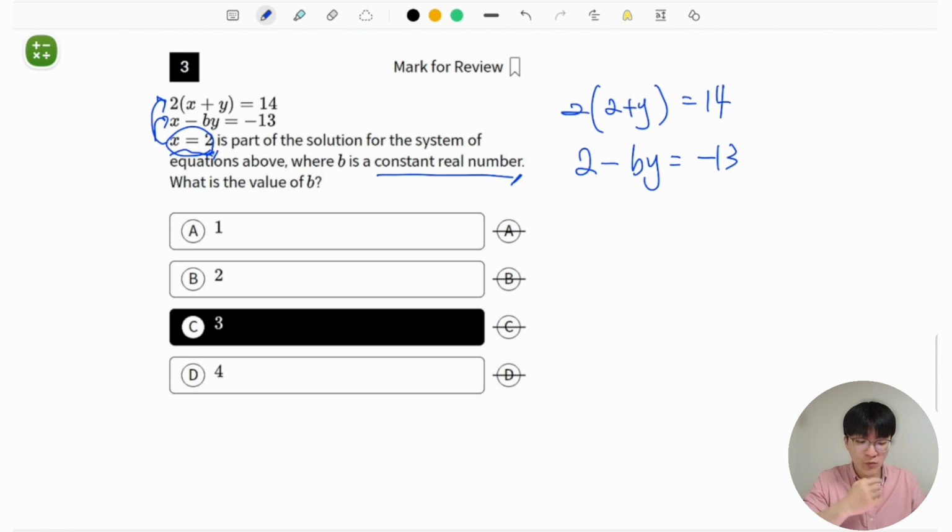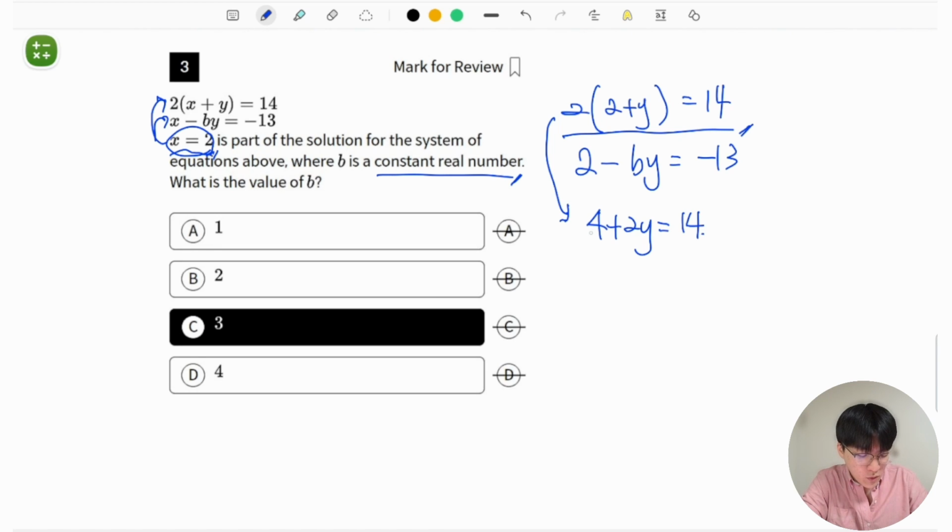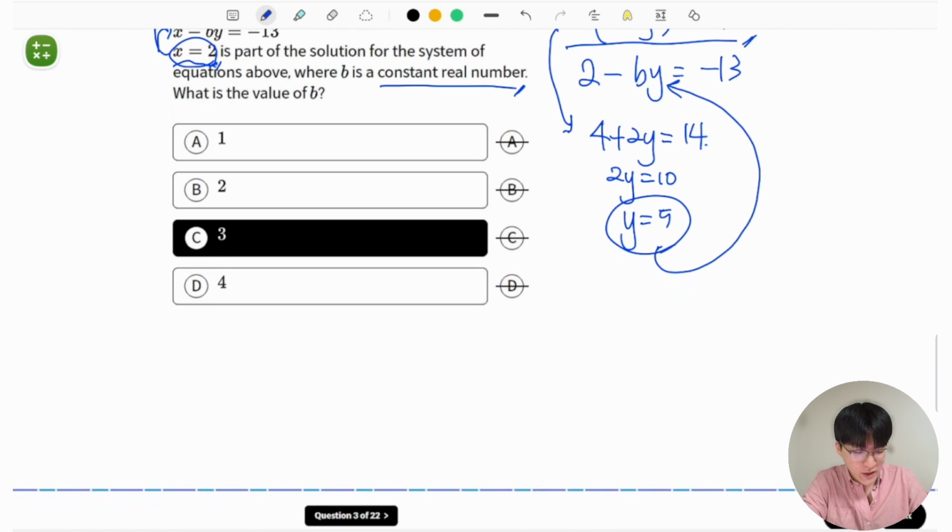We still don't know the value of y, but what can we do? We can figure it out from this equation, right? Let's actually solve that. 4 + 2y = 14. We take away 4 from both sides, then we get 2y = 10, and therefore y = 5. Cool? And what do we want to do with that 5? We want to plug that back into this equation, and we get 2 - 5b = -13.